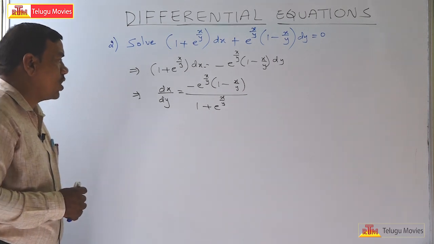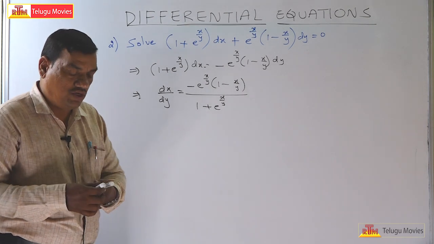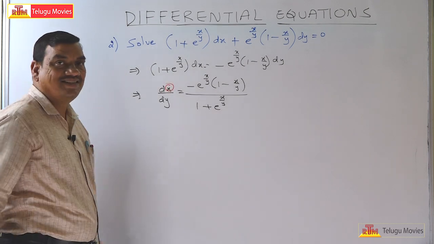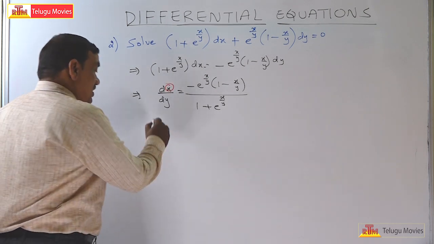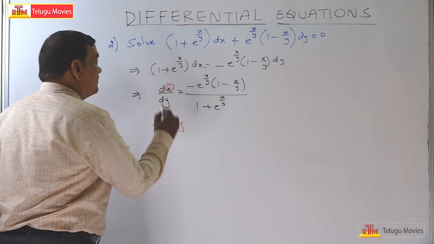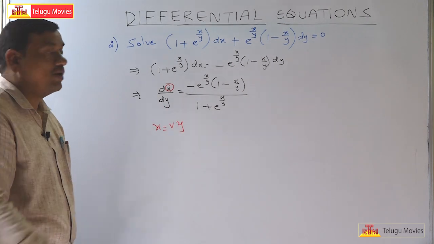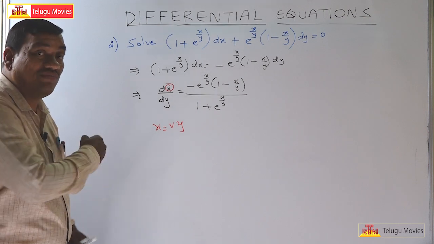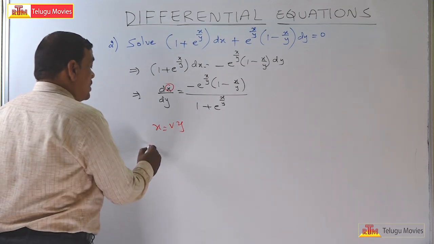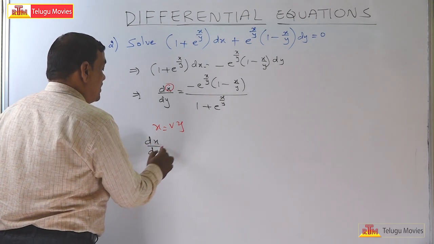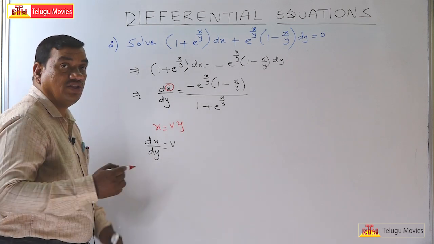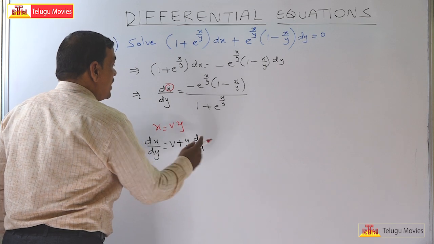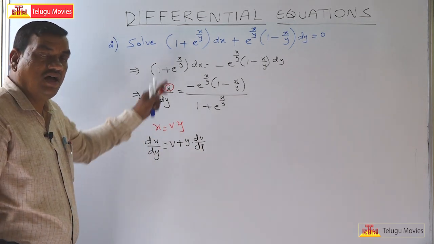Then how to solve this differential equation? What do you have to substitute? I already told you. Here, what is in the numerator? x is there, in the top x is there. That's why x is equal to Vy. This is the second model I am telling. So therefore, differentiating with respect to y on both sides, dx by dy is equal to V, the derivative of y with respect to y is 1, plus y into dV by dy. Now you substitute all these things in the given equation.